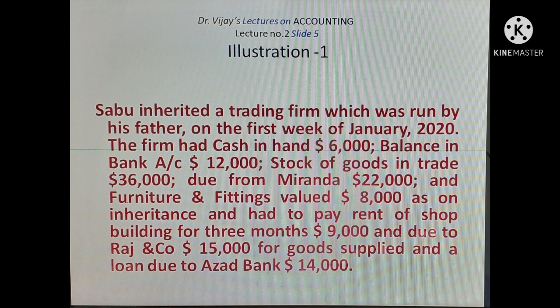So, assets and liabilities of Sabu's firm at the time of inheritance in the first week of January 2020 are given. Okay, now the next slide, slide 6, is a continuation of this. That is the transactions that have taken place at the firm during the first week.